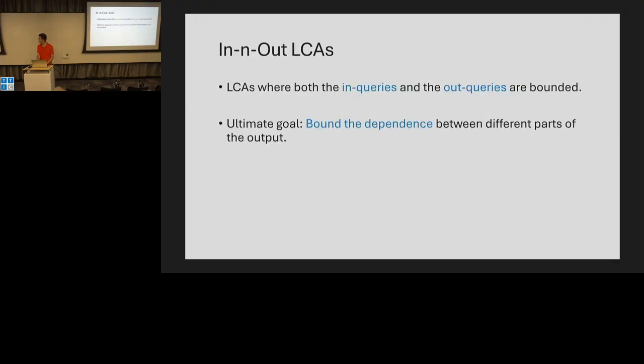So let's now talk about in and out LCAs. The ultimate goal with these LCAs is to bound the amount of dependence between the different parts of the output. So you want the output on the different vertices, for example, to be as independent as you can get them. And the way we achieve this is by bounding the number of inqueries and outqueries for every vertex. So what does that mean?